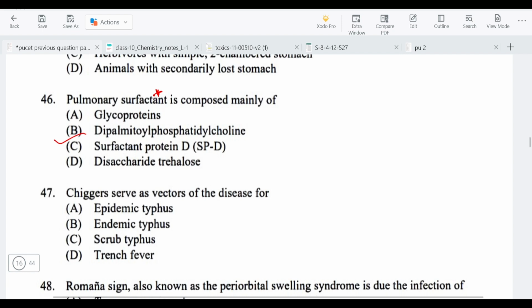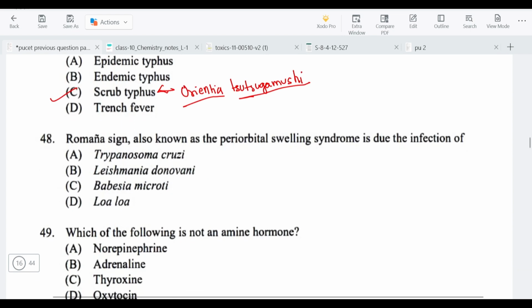Next, chiggers serve as vector for the disease, the answer is scrub typhus. What are these? These are larval mites. Okay? They transmit scrub typhus, and scrub typhus is caused by which organism? Orientia tsutsugamushi. This is responsible for causing scrub typhus, and the vector involved is chiggers, the larval mites, right? Next question.